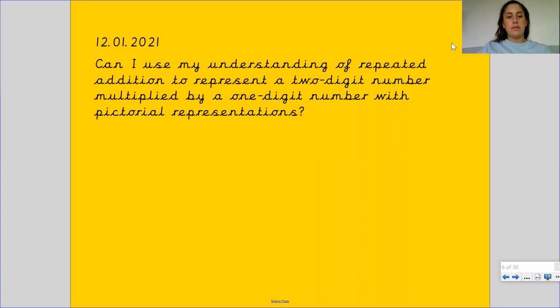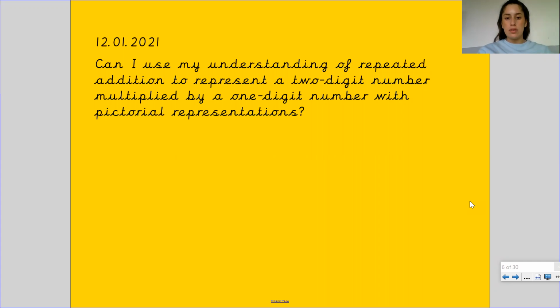Your learning objective today is, can I use my understanding of repeated addition to represent a 2-digit number multiplied by a 1-digit number with pictorial representations? So we've been practicing multiplication and division for a few weeks now, before the Christmas holidays as well. We've always multiplied two 1-digit numbers together. Now we're going to look at multiplying a 2-digit number by a 1-digit number.